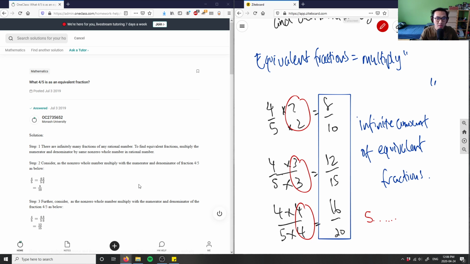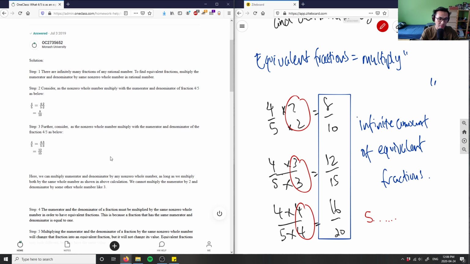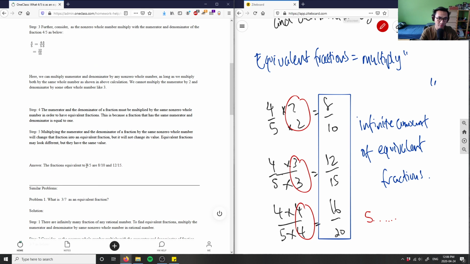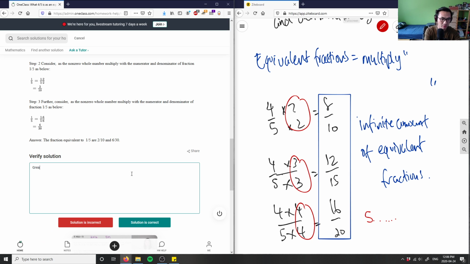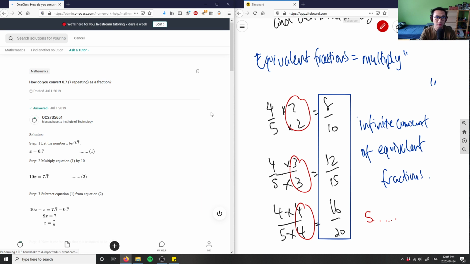equivalent fractions. So the solution here is correct. It says basically there are infinitely many fractions for any rational number. To find equivalent fractions, simply multiply the numerator and denominator by the same non-zero whole number, and a rational number in rational numbers. So the solution is correct. 4/5, 8/10, 12/15, 16/20: all of these are equivalent to 4/5. So this is a great solution and analysis.